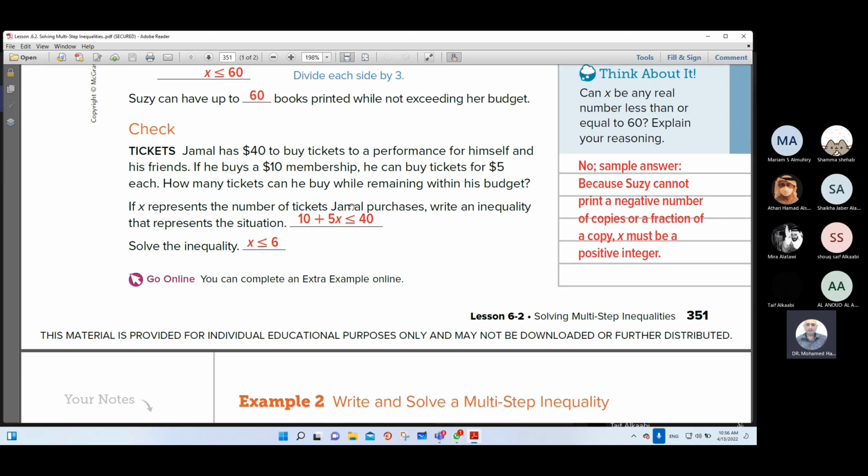So from this word problem, we want to write the inequality. Let x represent the number of tickets Jamal purchases. So we want to write the inequality that represents the situation. As you see here, we have a $10 membership plus $5 each. 5 each means we don't know the number, so the number of tickets is x. So we can write 5, the price, times the number, 5x. So 10 plus 5x.